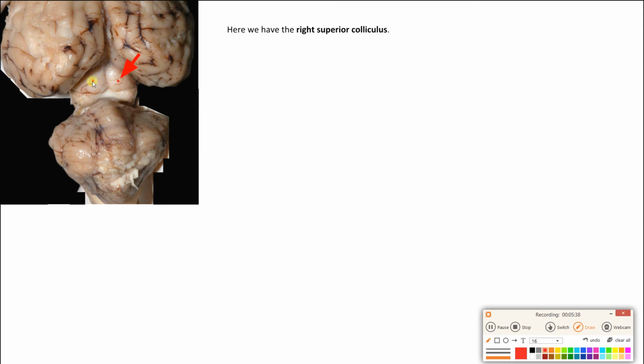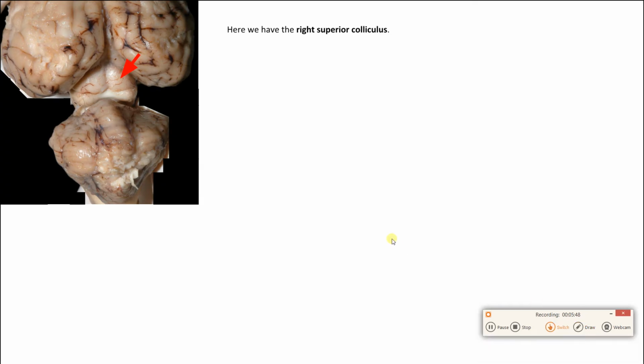Of course, the left one is over here. It has an L on it now. So you got our two superior colliculi right there. Can you guess what we're going to do next? I am hopeful that you can.